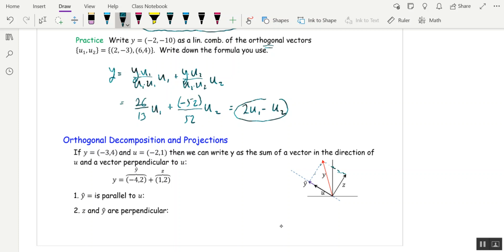And I'll just verify that. Why is y hat parallel to u? Well, y hat is twice u. So if you're a multiple of a vector, you're parallel to that vector. And z and y hat are perpendicular. So the check for that is z dot y hat should be 0. And that's 4 minus 4, which is 0. So what I'm going to do on the next page is show you how I got y hat and how I got z, the formulas for those two vectors.